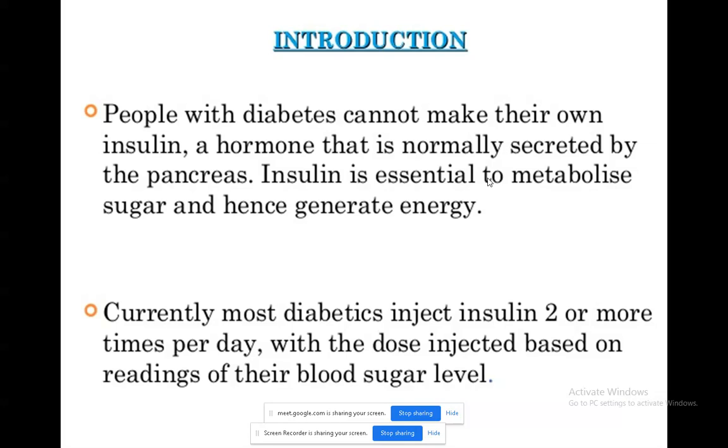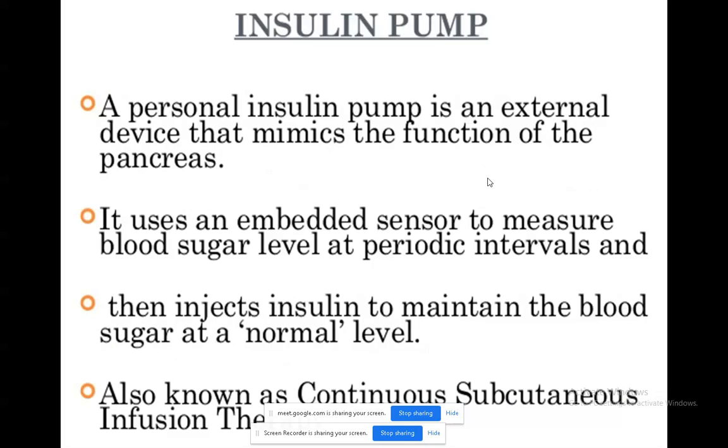It will be taken one or two times. Some people will take one insulin injection, some will inject two per day. Based on their blood sugar level, they will take the injection dose.